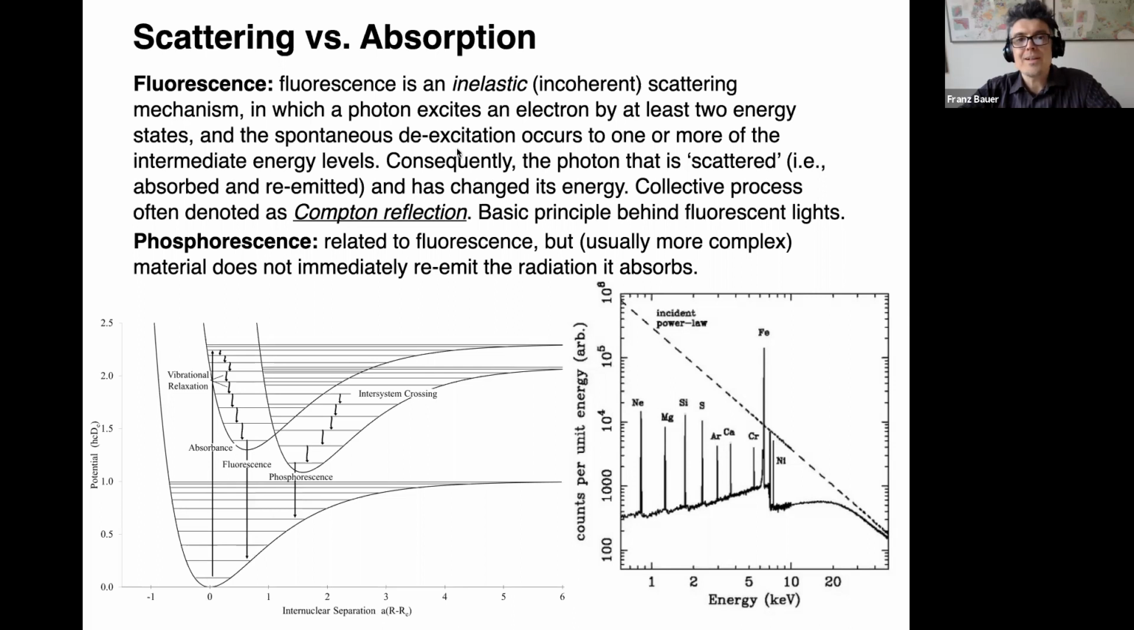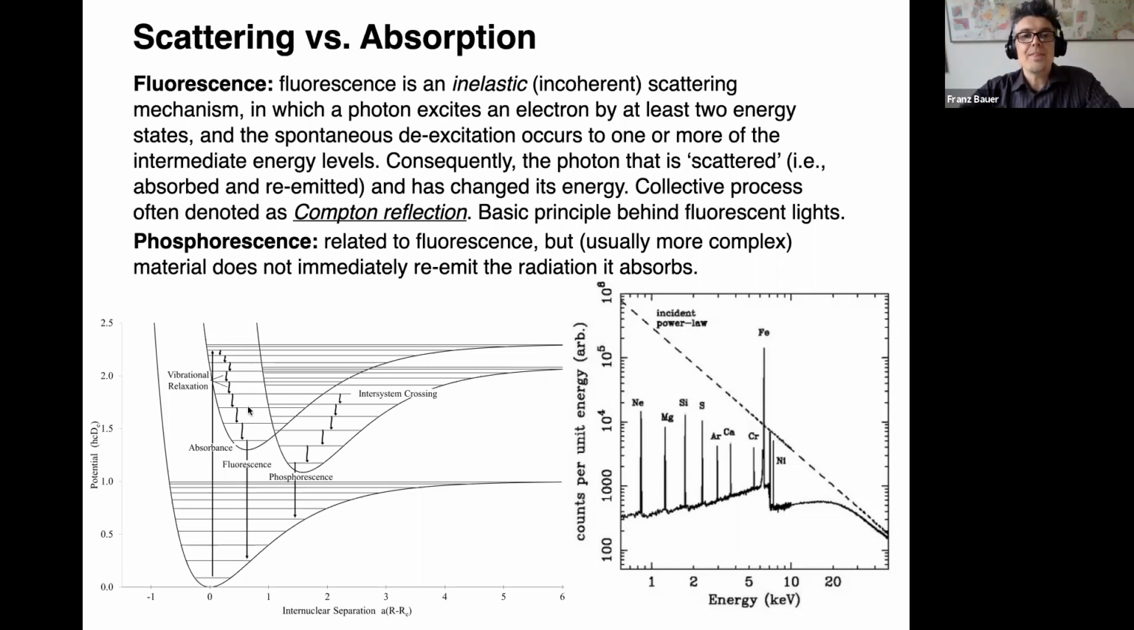And so the consequence of this is that this photon is scattered, so it's absorbed and re-emitted, but it also changes energy. So it's similar to resonant scattering in a way, right? Where it's absorbing and emitting in a different direction, but in addition to that, you're changing the energy.